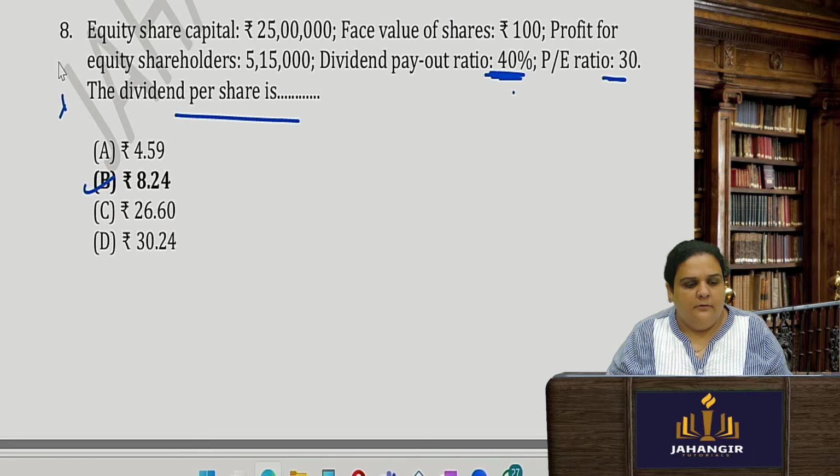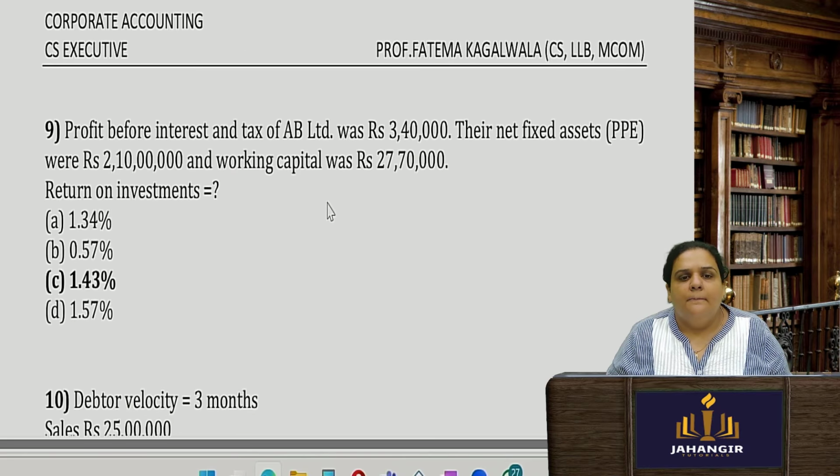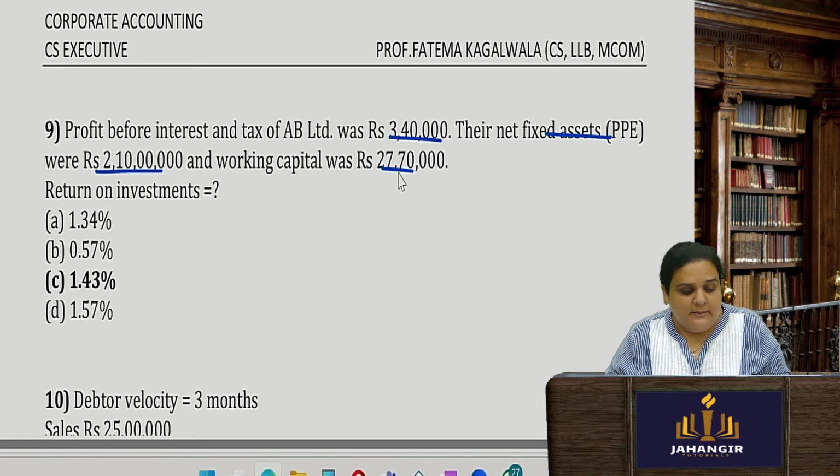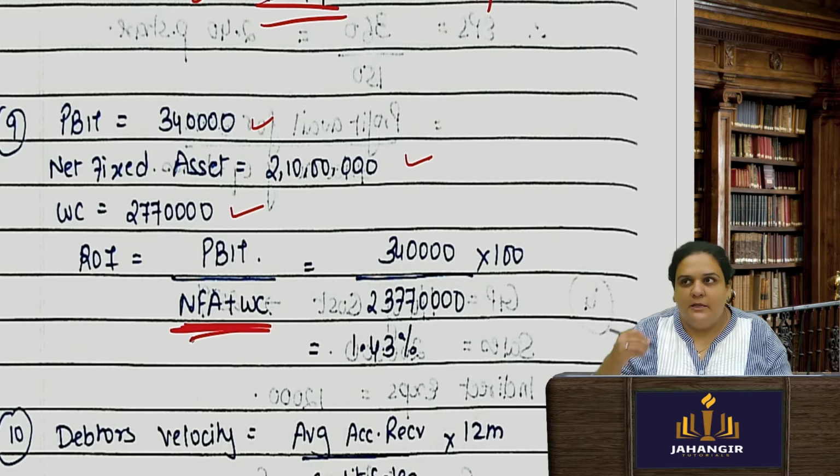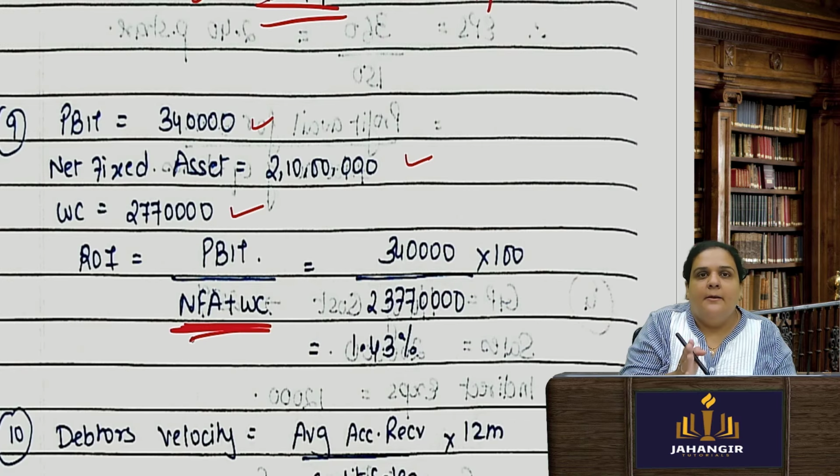Okay. Now next, 9. Profit before interest and tax of AB Limited is 3 lakh 40,000. Their net fixed assets is 2 crore 10 lakhs. Working capital 27 lakh 70,000. What is the return on investments? PBIT is given, fixed assets are given, working capital given. PBIT upon total capital employed, right? If capital employed is not given, I can take net fixed assets plus working capital. Same thing, it will make the total, no? Net fixed assets plus working capital is what? Current assets minus current liabilities, no?